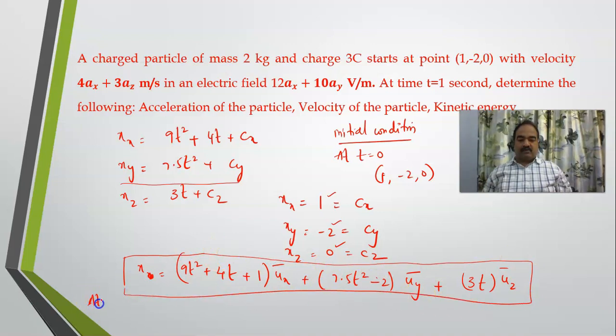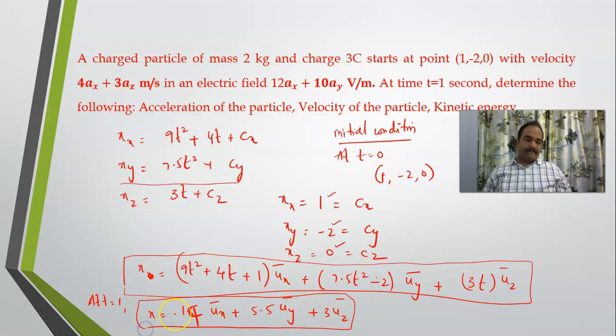At time t is equal to 1, what is x position? If I substitute time t is equal to 1, then I'll get 9 plus 4, 13, 13 plus 1 is 15. Sorry, it is 14, right? Yeah. 14 ux bar plus this is 5.5 uy bar plus 3 uz bar. This is my position at time t is equal to 1 second. Okay. I hope you have now understood how to solve this type of problems. In examination, I will give both electric field and also magnetic field also. Okay.